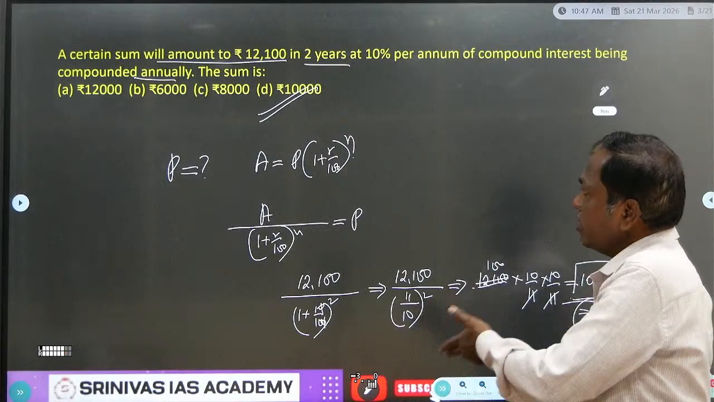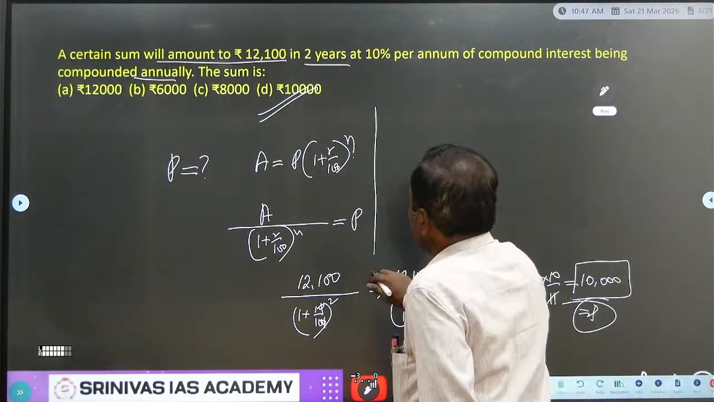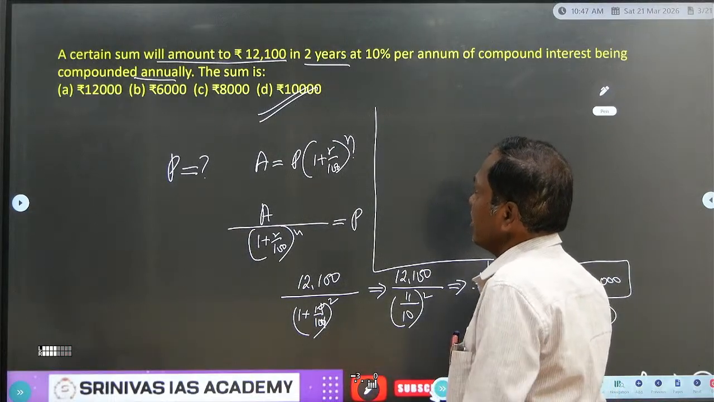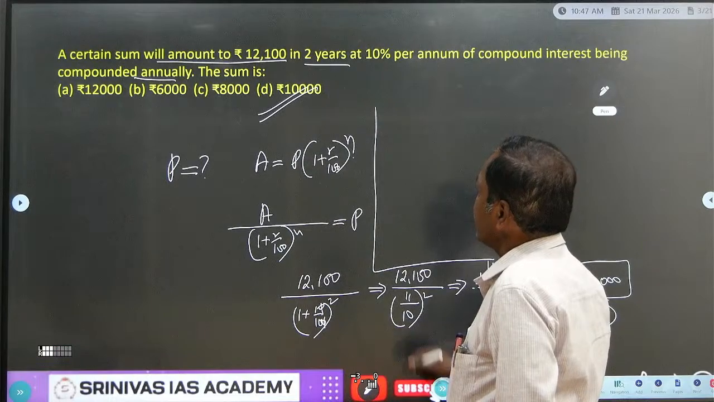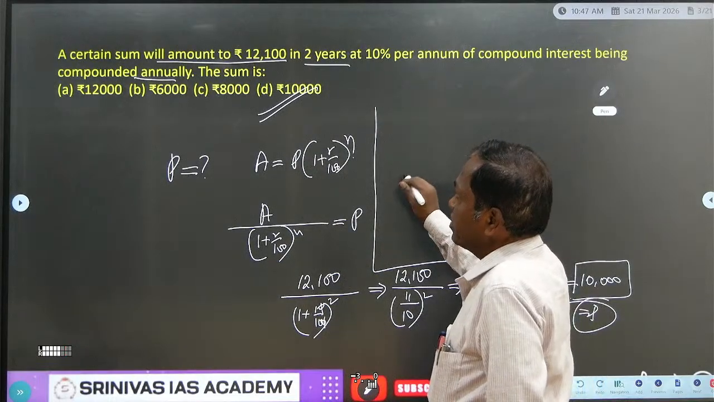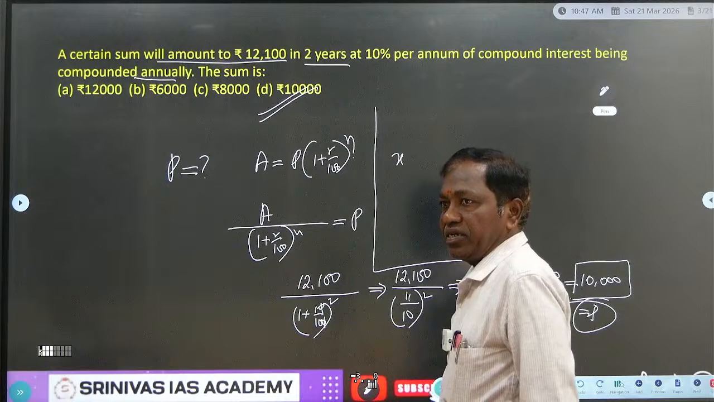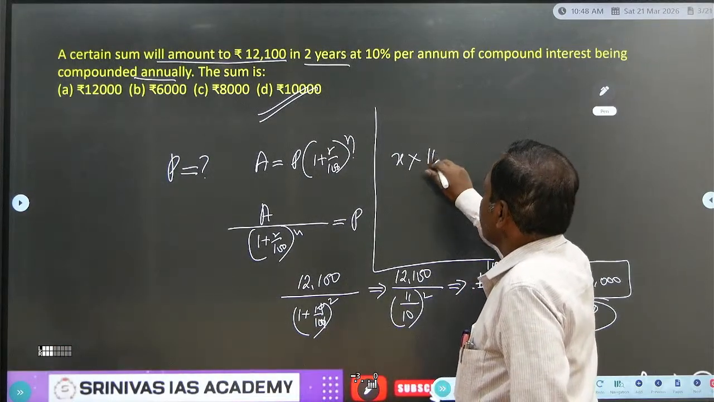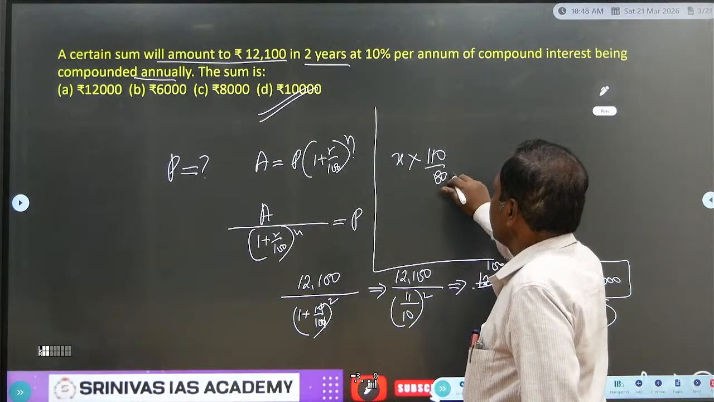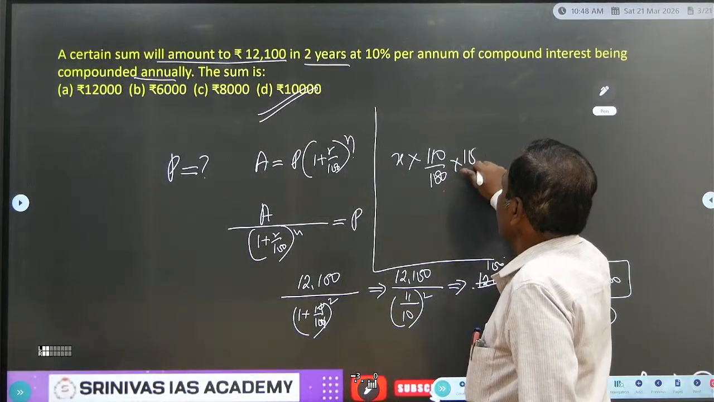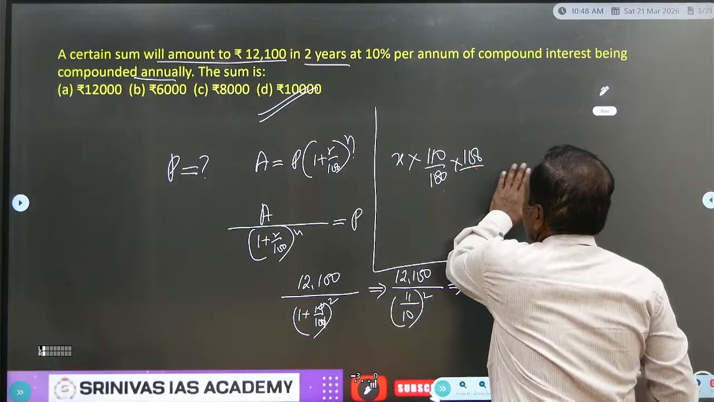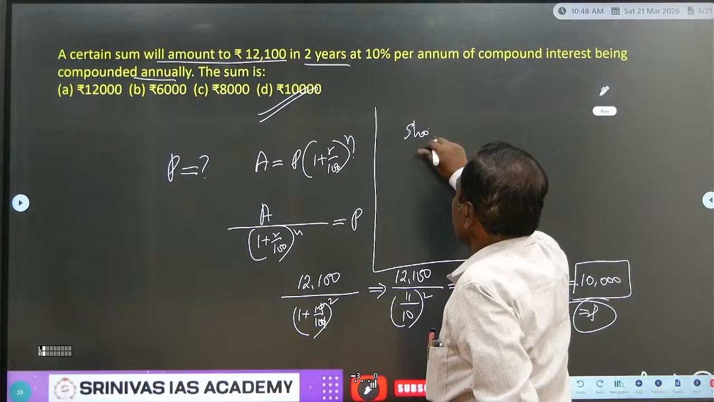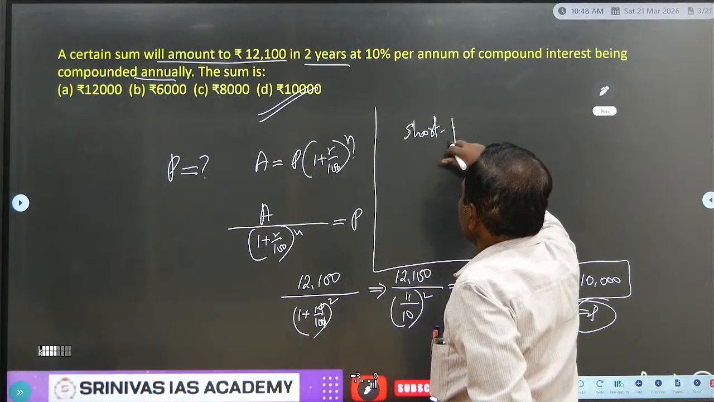Or you can solve directly, without writing the formula. How do you write it? We get only the amount. Principal we don't know, isn't it? Let's say principal is X into 110% for 2 years, into 110. This is a short process you can take, like percentage we calculate.